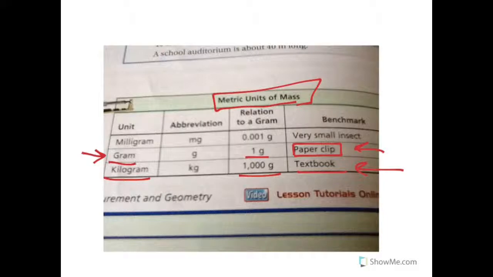A milligram is smaller even than a gram. Think about the weight of an ant. You couldn't even hardly tell if you lifted it up, okay? It's even smaller, all right?